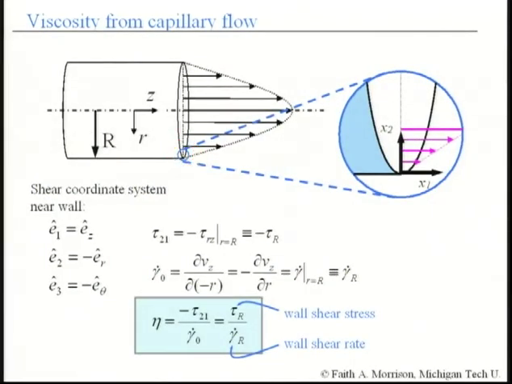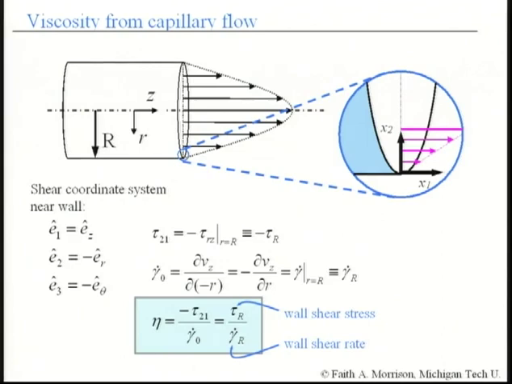So let's look up close near the wall in the capillary tube. We normally analyze flow in a tube in the cylindrical coordinate system, Z and R. If we zoom in near the wall, we've got this shear flow. We want to relate that to a viscosity measurement. So what we'll do is define a coordinate system near the wall, a shear coordinate system. The flow is in the 1 direction, which is clearly Z. The gradient is in the 2 direction in shear flow. Okay? The gradient in our flow is in the 2 direction, which compared to the R direction is minus R.